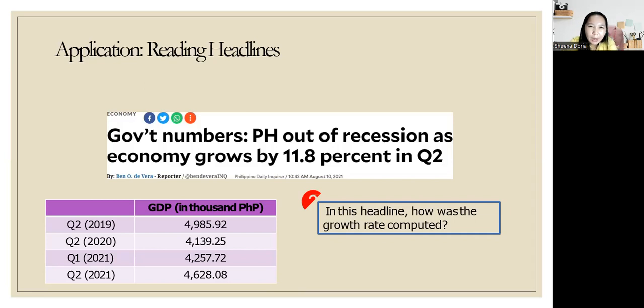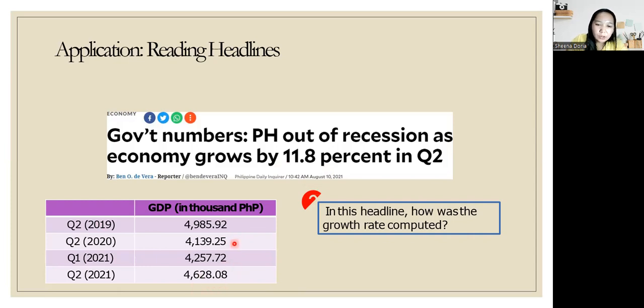So, yung 11.8% natin class is year on year. Ibig sabihin nun, ang base natin ay yung same quarter of the previous year. So, for this case, yung basis natin ng 11.8% ay yung quarter 2 ng 2020. Diba? So, try nyo yun.